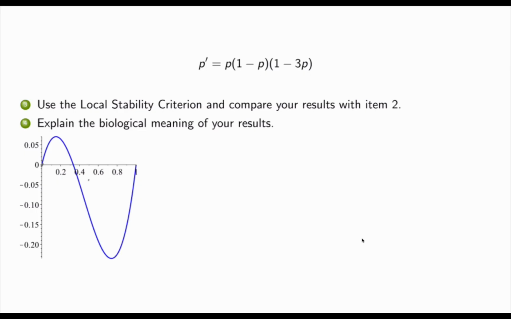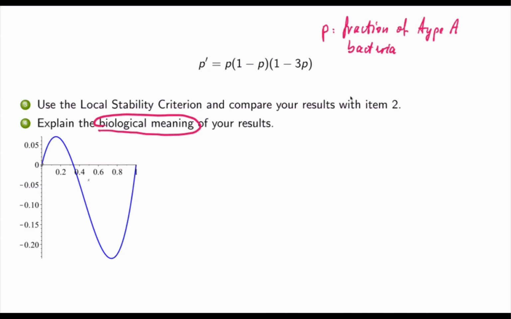Let us try to understand the biological meaning of the results which we just found. Let me remind you that p stands for the fraction of type A bacteria. So p equal to 0 means no type A bacteria, and p equal to 1 means the whole solution is full of bacteria of type A. To understand the biological meaning, I go back to the time plot, which we have discussed earlier.